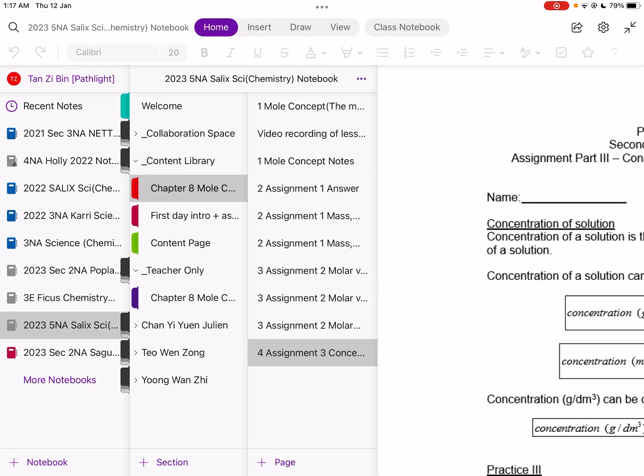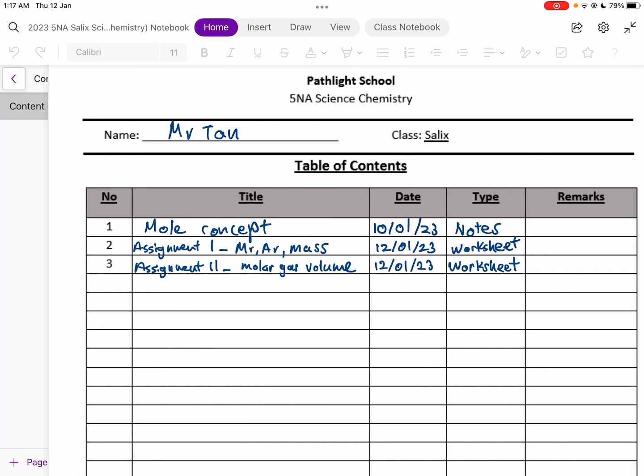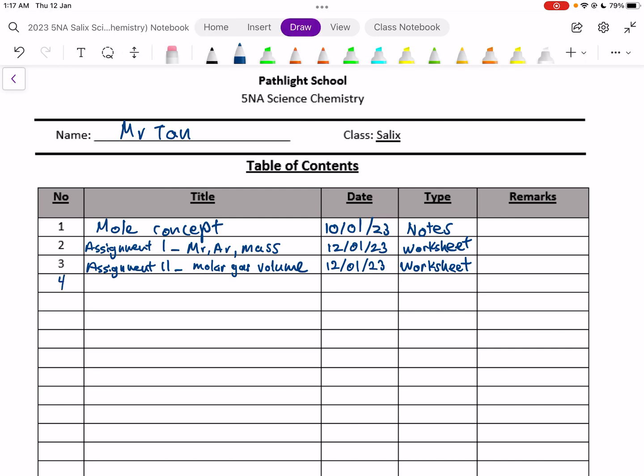Alright, okay, so let's update the content page. This is our number 4, the assignment on concentration of solutions. This one, just tentatively put it as 12th of Jan. So this will be the third worksheet, and also the last one before we actually move on to the second part of more concepts.